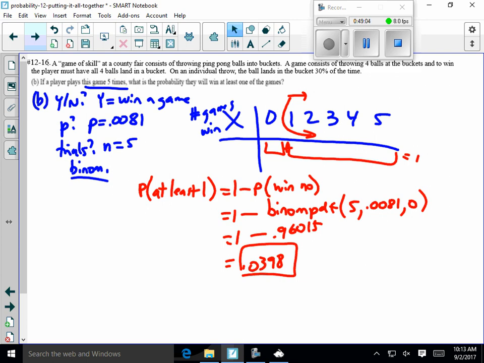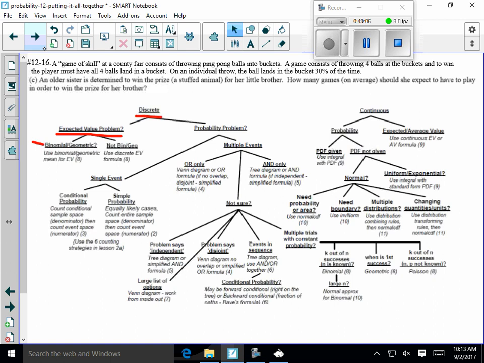All right, complicated problem, but a lot going on here. The last part says, an older sister is determined to win the prize for her brother. How many games on average should she expect to have to play in order to win the prize? So the thing I'm focusing on here is this word expect. That means we're talking about an expected value.